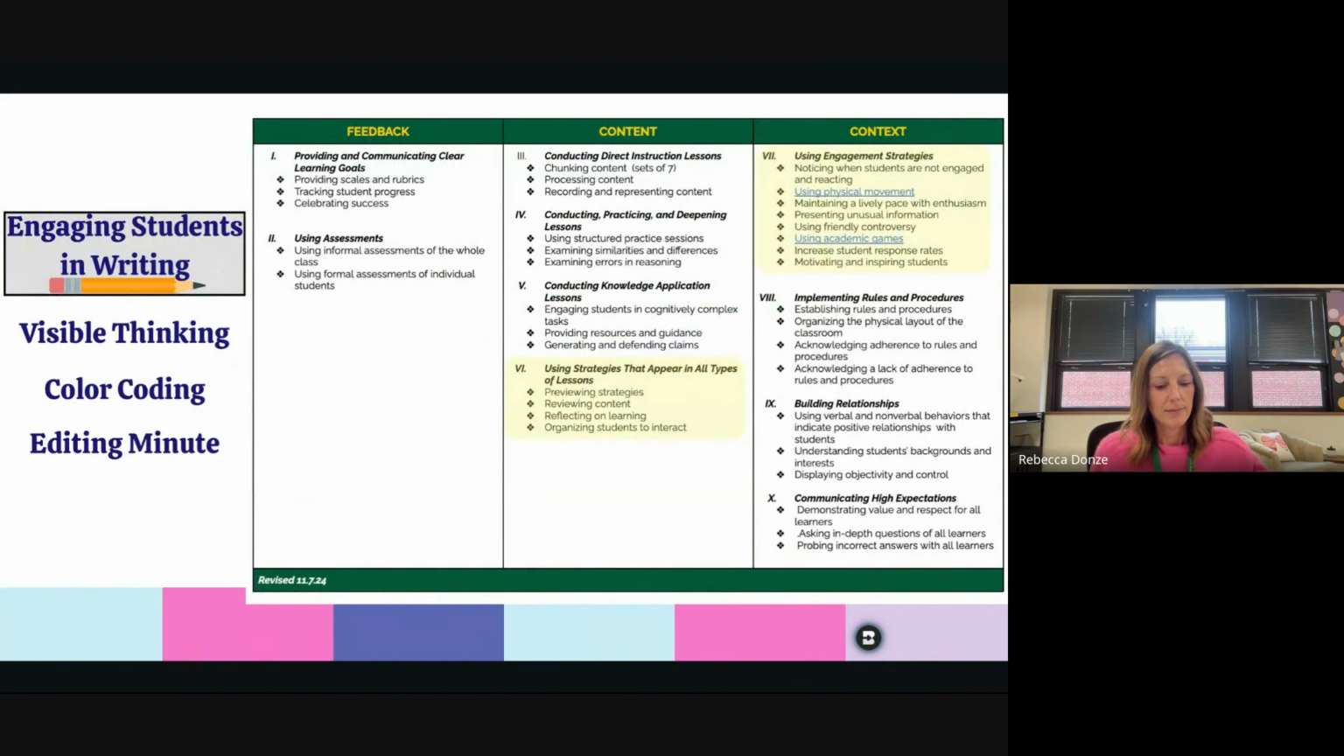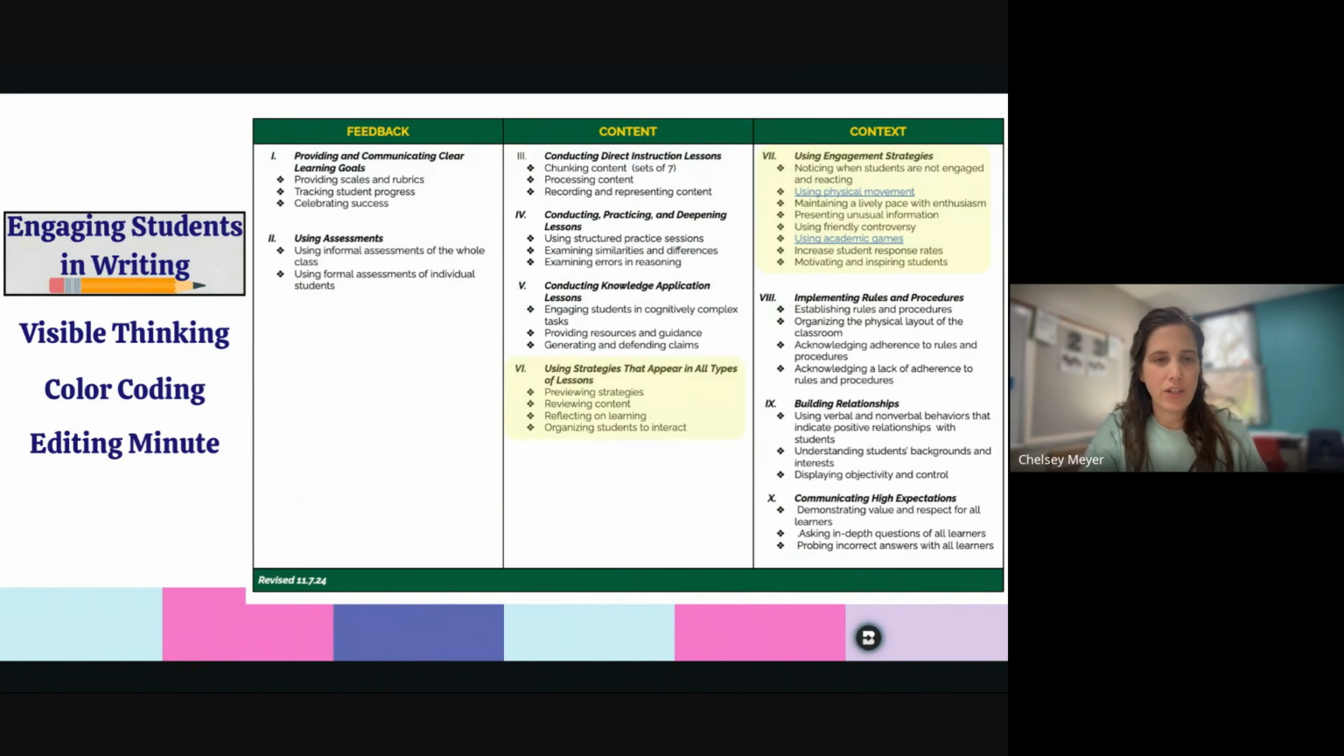So overall, we really want you to see that engaging students in writing and connecting it to our model of instruction is really a seamless flow. So if we think about where visible thinking, color coding, and editing minute, where those 3 strategies could fit into our model of instruction, really it's across the board, but we highlighted 2 areas that we thought might call it out specifically. So thinking in terms of content, using strategies that appear in all types of lessons. So really previewing strategies, reviewing strategies, the reflection piece, and organizing students to interact. It touches on all of them.